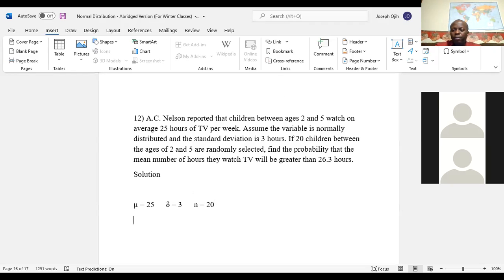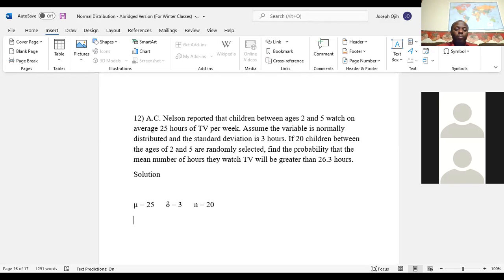The sample mean is what we'll get from the workbook, which will give us that character. It says the sample mean is greater than 26.3 hours. So find the probability that the mean number of hours they watch TV will be greater than 26.3 hours. Let me write it down: 26.3 hours.